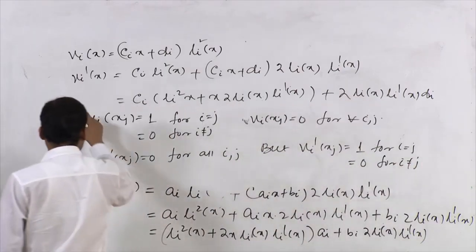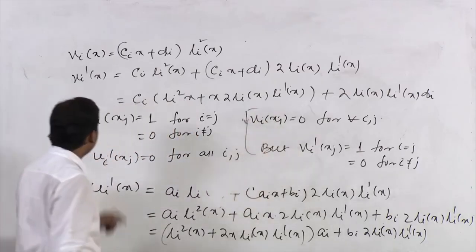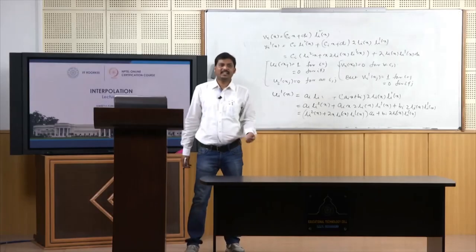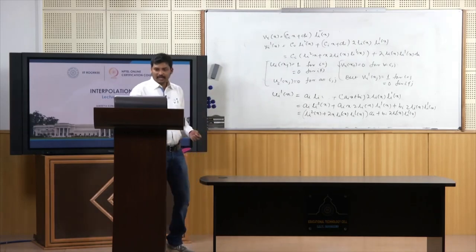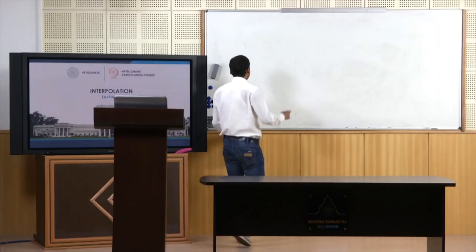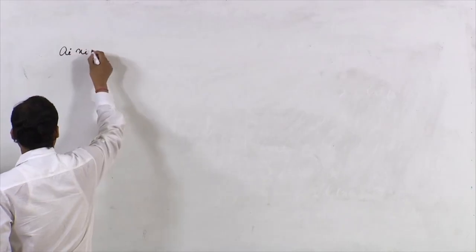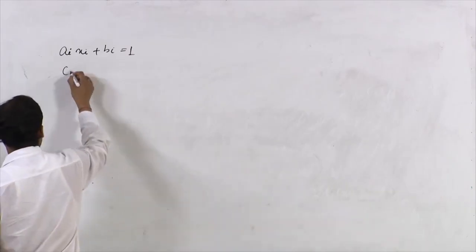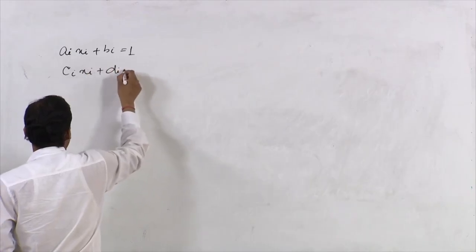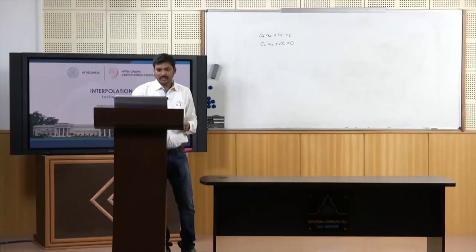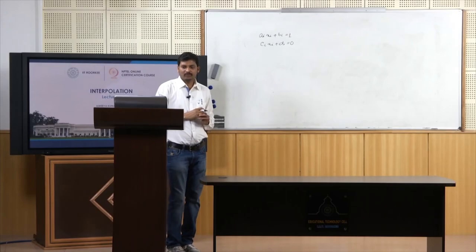If you use both these conditions in these two equations, that is u_i dash and v_i dash, then we can easily eliminate the a_i x and v_i x terms. Now if we apply these conditions, we find the first condition as a_i of x_i plus b_i equals 1, and the second condition as c_i of x_i plus d_i equals 0. Especially in the first term, u_i(x) equals (a_i x plus b_i) into L_i square.